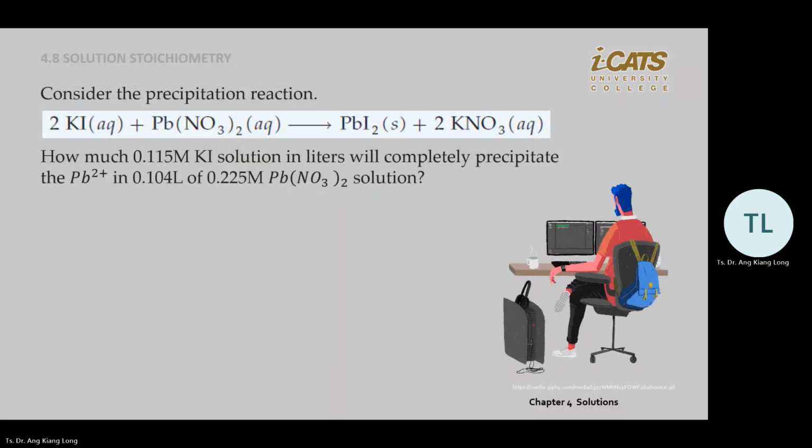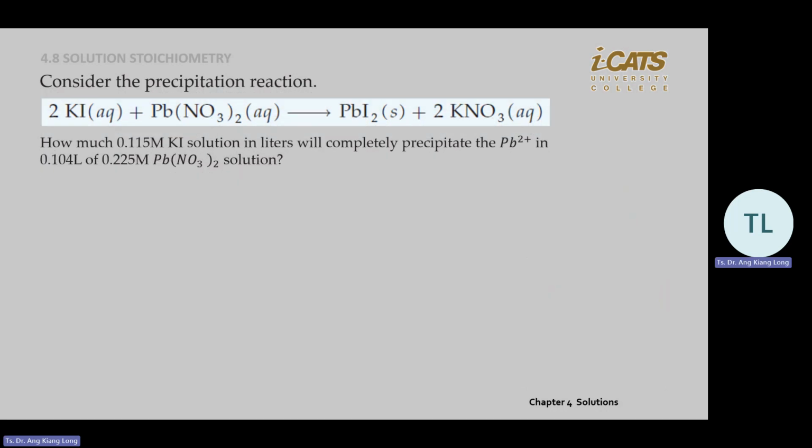This one, okay. So just a quick mind map. We don't need to do the calculation. Let's see if we're able to think step first, understand the step, because I can change the value in the question. If you're given this equation, 2KI plus Pb(NO3)2, you get PbI2 and 2KNO3. How much KI solution in liters will completely precipitate Pb2+ in this solution? This question combined with the ionic concentration that I drew with the small Lego bricks just now.